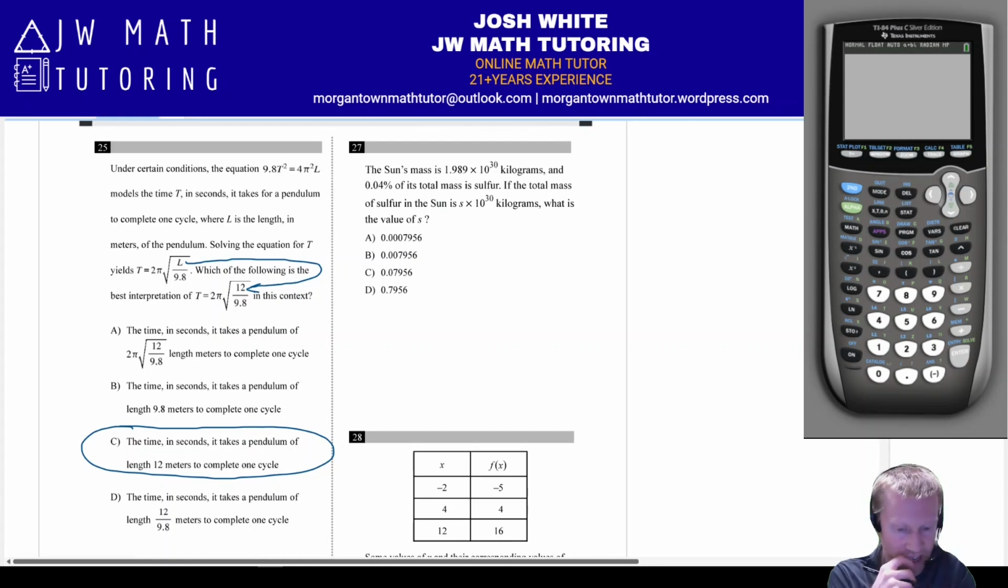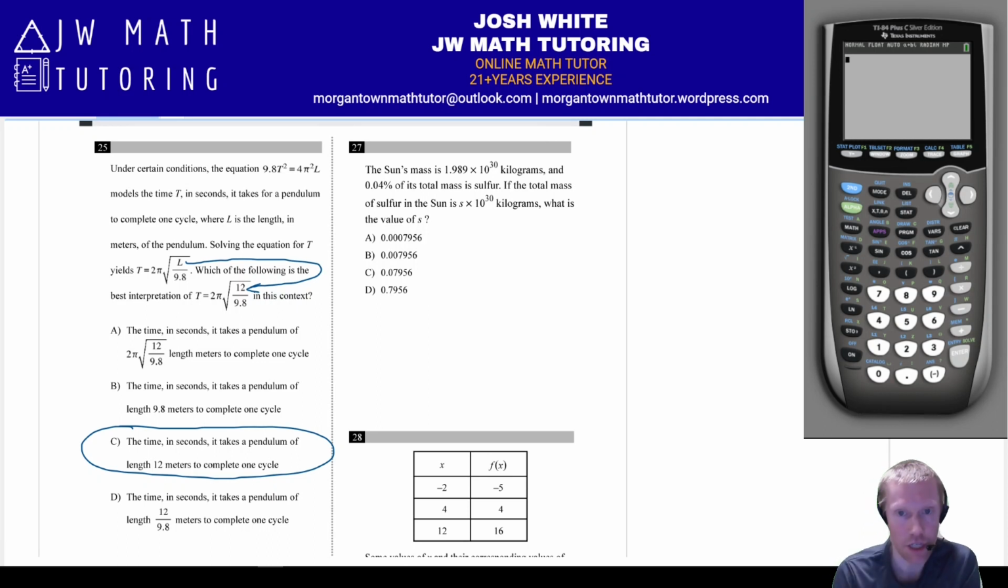All right, in 27, in this problem, you're just taking a number in scientific notation and multiplying it by 0.04%. The thing that's a little weird here is they want to keep it in scientific notation, but with the same exponent. So they don't want you to write it in proper scientific notation, which would mean the number in front has only one value to the left of the decimal place.